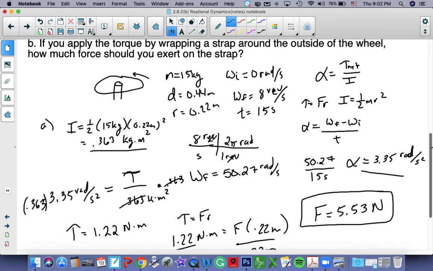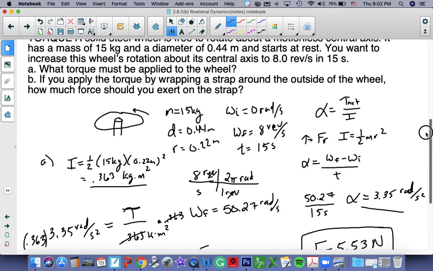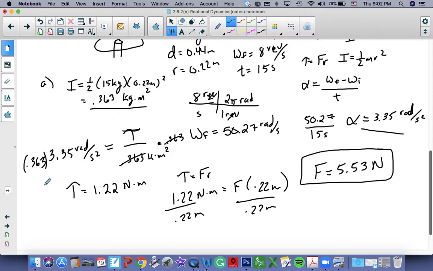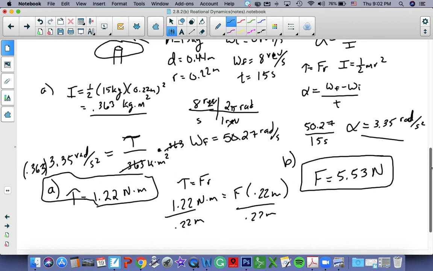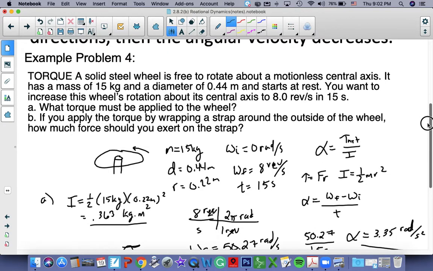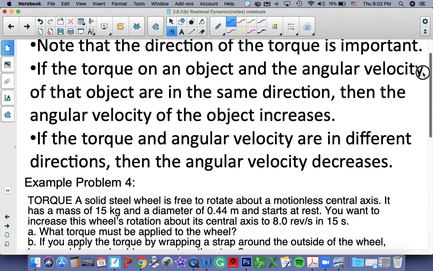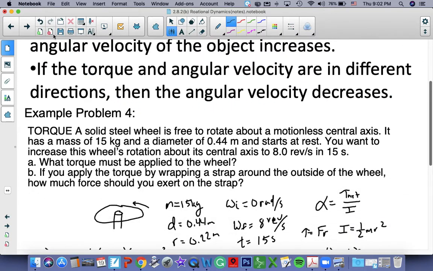So I kind of did A and B at the same time without realizing it. It says what torque must be applied to the wheel. That's our 1.22 Newton meters, so that's the answer for A. And then this would be our answer for B. So we did both of those at once. Okay, so hopefully that helps show you how Newton's second law of rotational motion works. We have another problem on the next slide, so let's check that out quick.